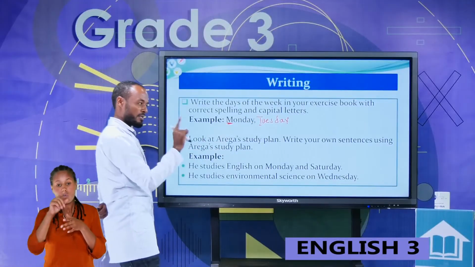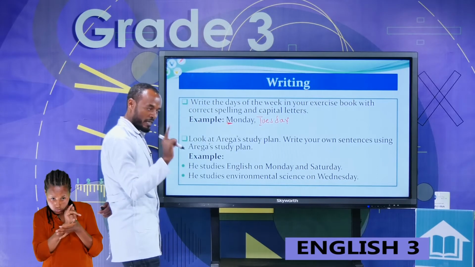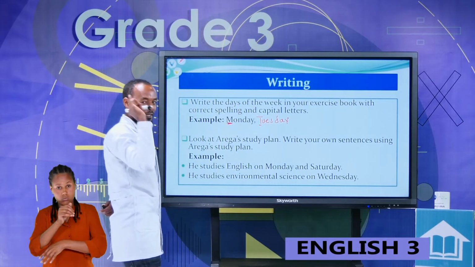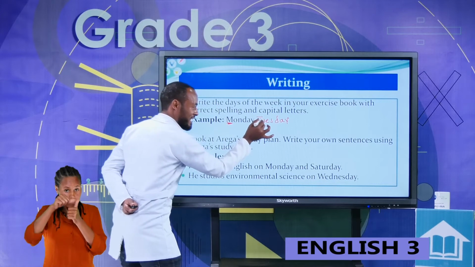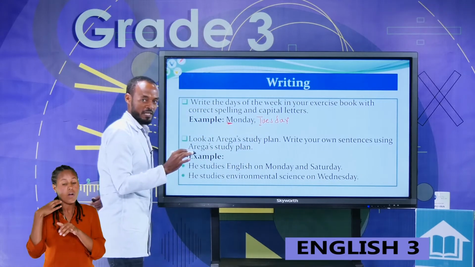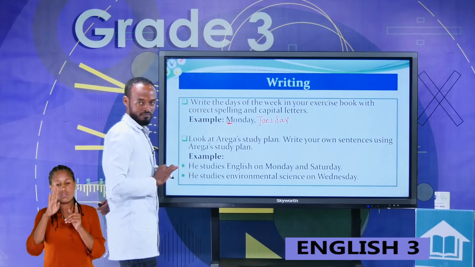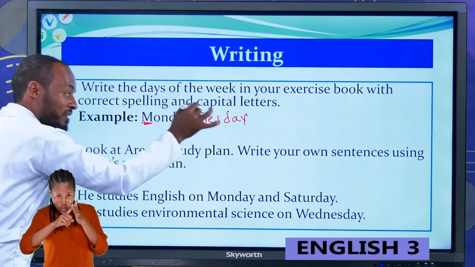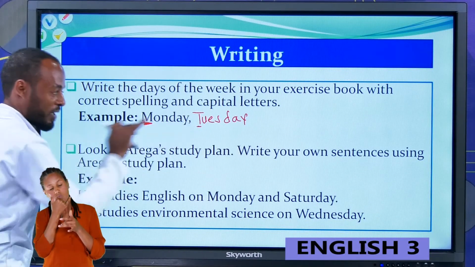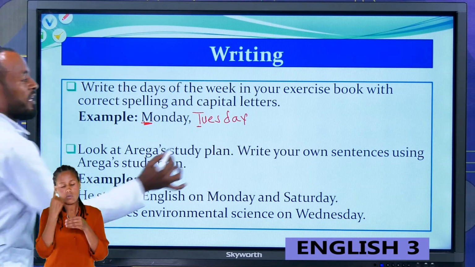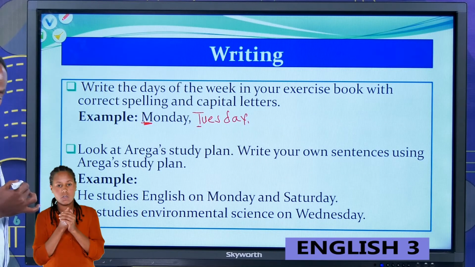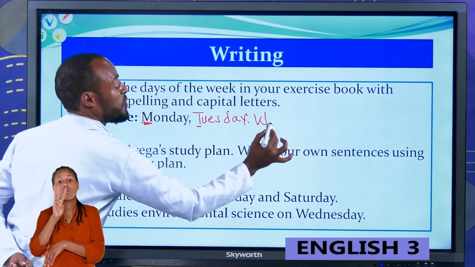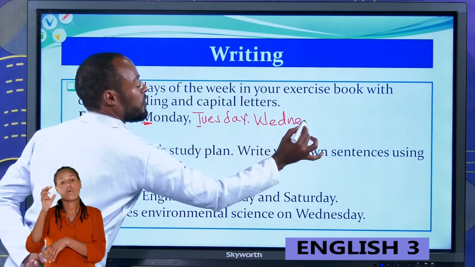If you are writing such kinds of words or the 7 days of the week, please don't forget to start from capital letters. And bear in mind, these kinds of capital letters are very important in your writing system. If you start with a small letter, maybe you are not in the right way. If you start from a capital letter, you are right. The third day of the week is what? Wednesday. W here. Wednesday. So we have to start from a capital letter. Wednesday.